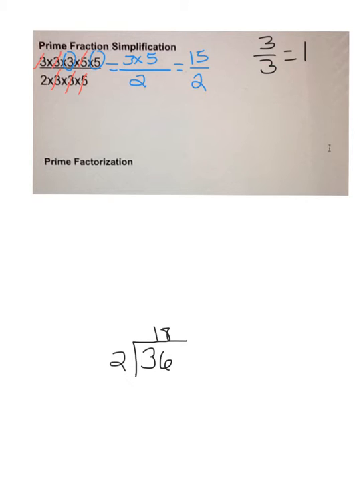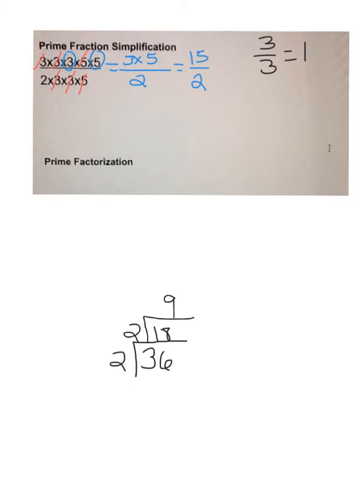How do I know? I go ahead and I check it for other primes. So we have 18 right here. 18 is an even number. It ends in 2. So we know that 2 is a factor, or a prime factor of 18. So I'm going to go ahead and divide my 2 out. 18 divided by 2 is equal to 9.